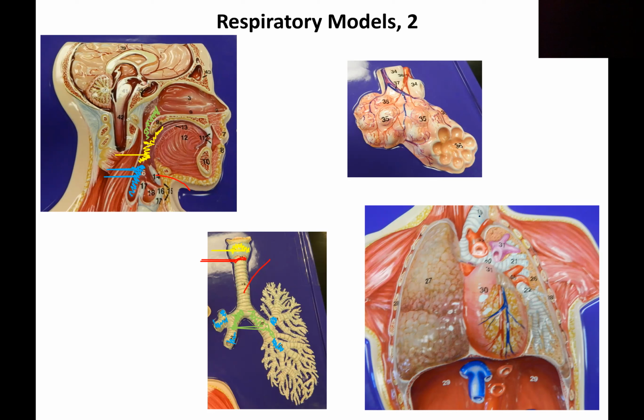Over here, you can see part of the trachea, part of one primary bronchus. I don't use that thing for the secondary bronchi. Superior lobe of the right lung, medial lobe of the right lung, inferior lobe of the right lung, and this would be the diaphragm.